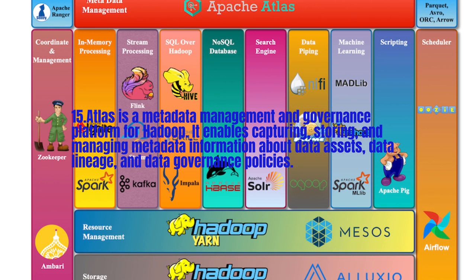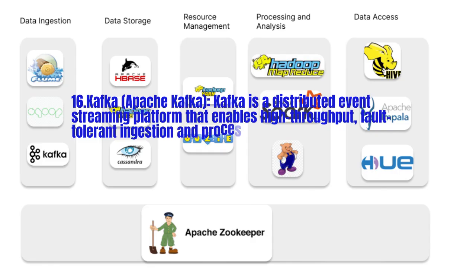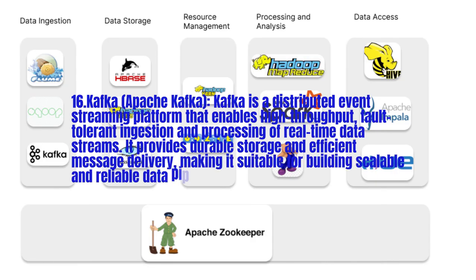The other one is Kafka, Apache Kafka. Kafka is a distributed event streaming platform that enables high-throughput, fault-tolerant ingestion and processing of real-time data streaming. It provides durable storage and efficient message delivery, making it suitable for building a scalable and reliable data pipeline.